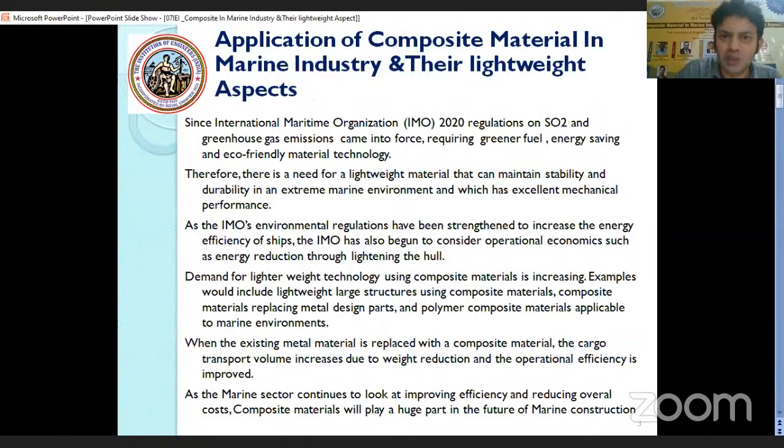The International Maritime Organization 2020 regulation on sulfur dioxide and greenhouse emissions came into force, requiring greener fuel, energy saving and eco-friendly material technology. As the IMO environmental regulations have been stretching to increase the energy efficiency of ships, the IMO has begun to consider operational economics such as energy reduction through lightening the hull. And when the existing material is replaced by composite material, the cargo transport volume increases due to weight reduction and the operational efficiency is improved. As the marine sector continues to look at improved efficiency and reduced overall cost, composite material will play a huge part in the future of marine constructions.